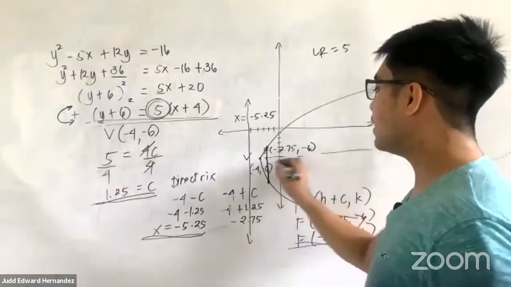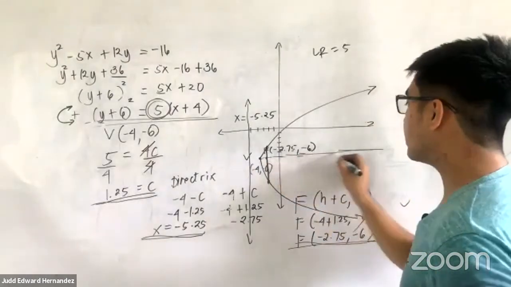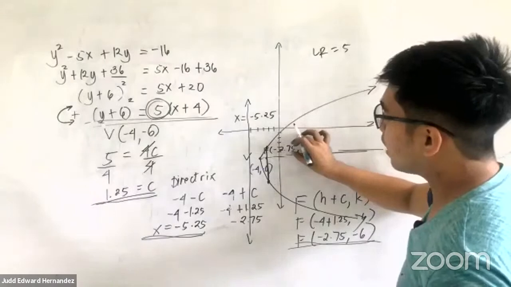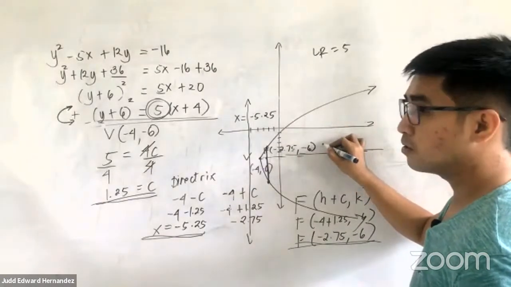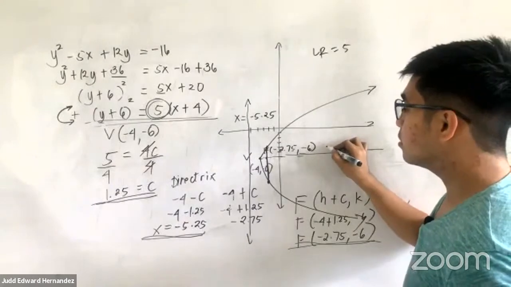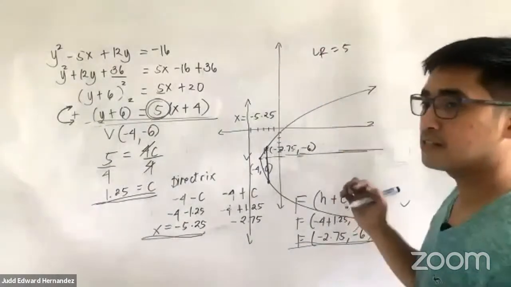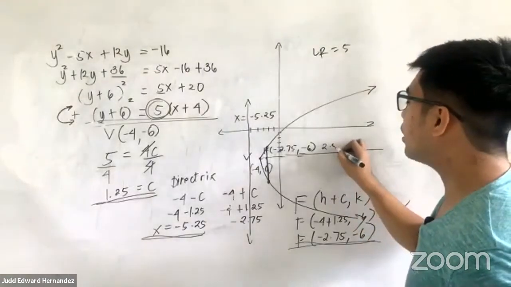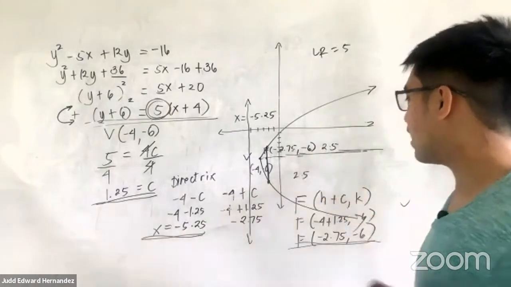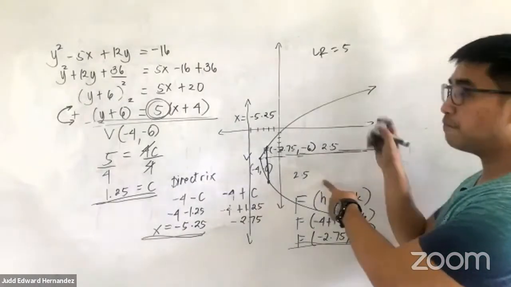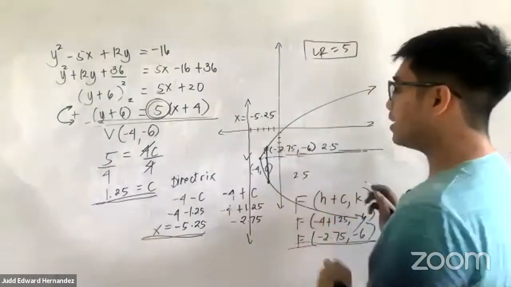Ibig sabihin, kapag hinati natin to sa gitna, makinig, kapag hinati natin to sa gitna, gaano kataas etong kanan? Etong taas. That is? Gaano kataas yung taas? That is 2.5. Gaano kalaki yung baba? That is 2.5. 2.5 plus 2.5? 5. Okay. What are the endpoints now?